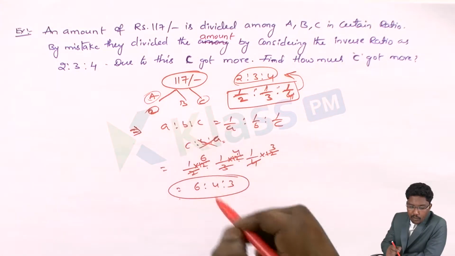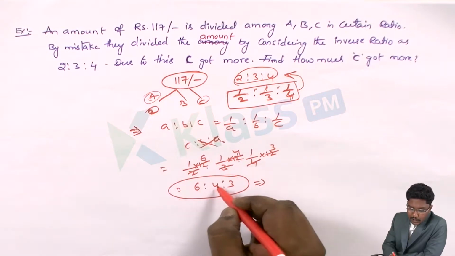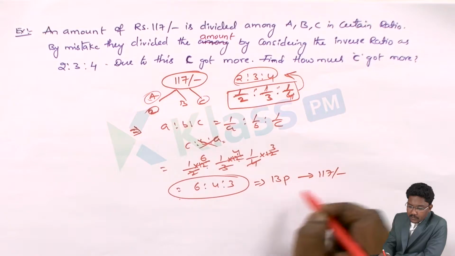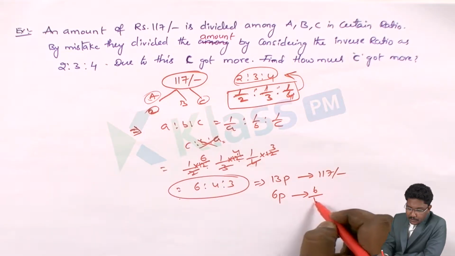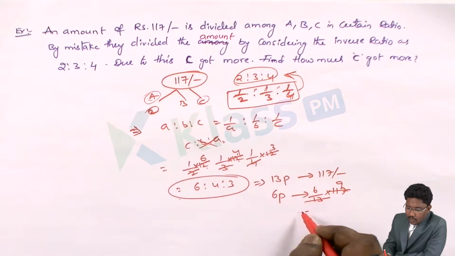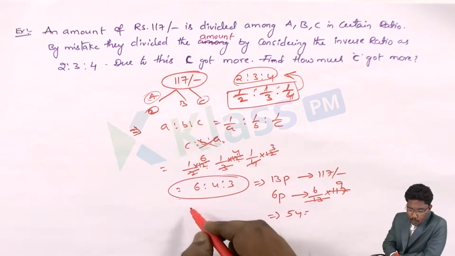What is the total amount? 117. What is the total parts? 6 plus 4, 10, 13. 13 parts equal to 117 rupees. What is 6 parts? 6 by 13 into 117. So 13 nines are 117. So 6 parts equal to 54.